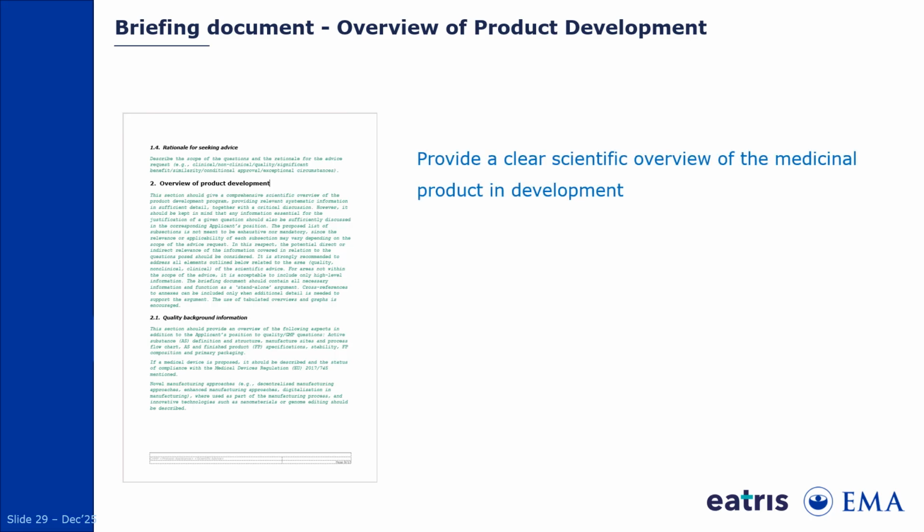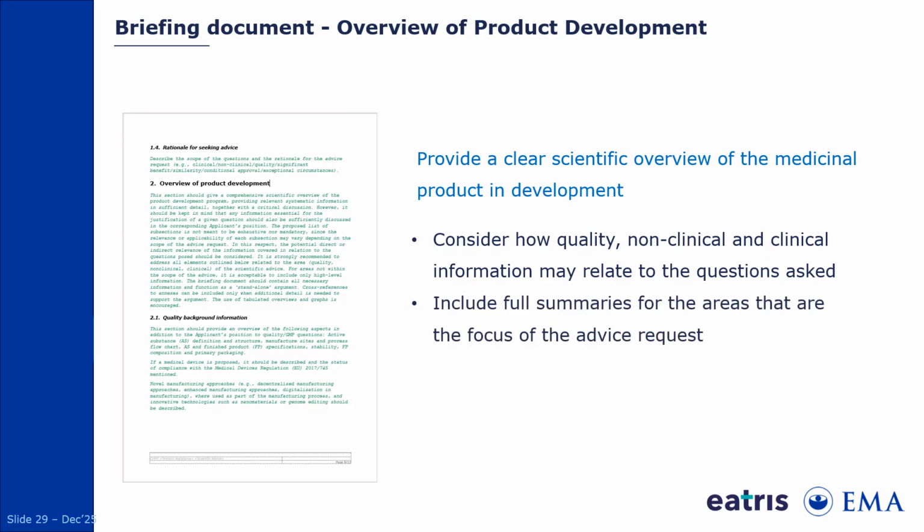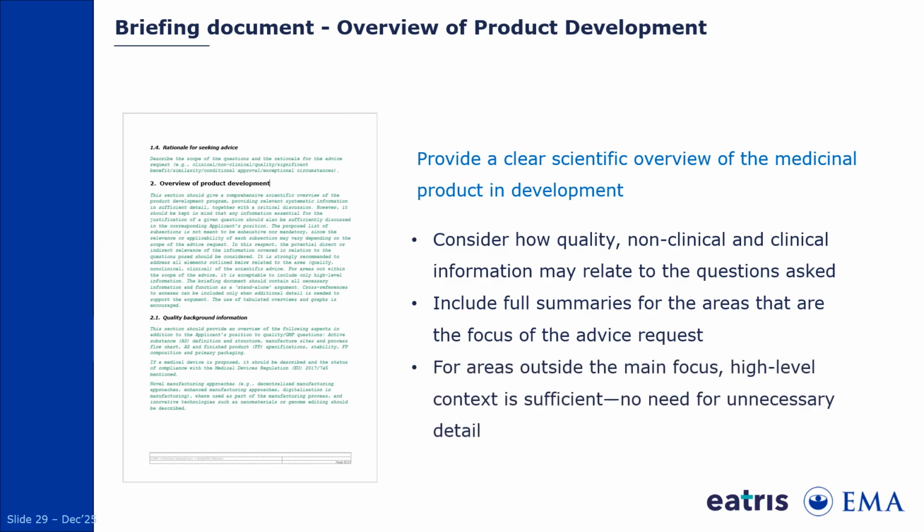In the overview of product development section, applicants should provide a clear scientific overview of the medicinal product in development. When preparing the overview, applicants should think about how each area, quality, non-clinical, and clinical, may be directly or indirectly relevant to the questions they are asking. It is best practice to provide full summaries for the area that is the focus of the scientific advice request. For areas that are outside this focus, it is acceptable to include only high-level information, giving enough context without going into unnecessary detail.